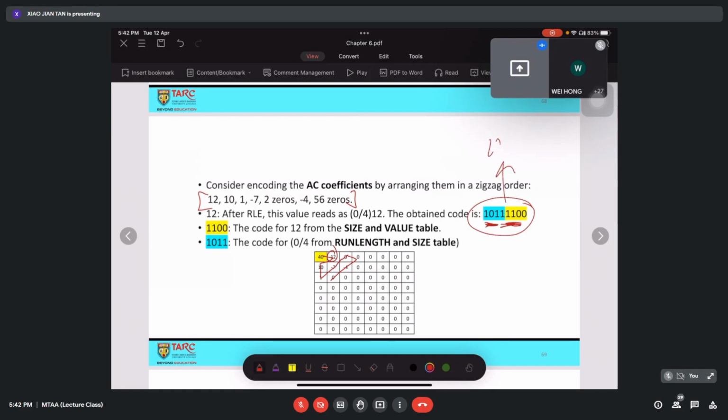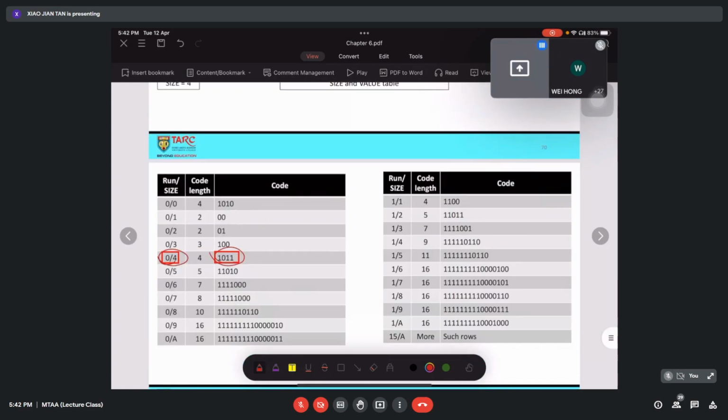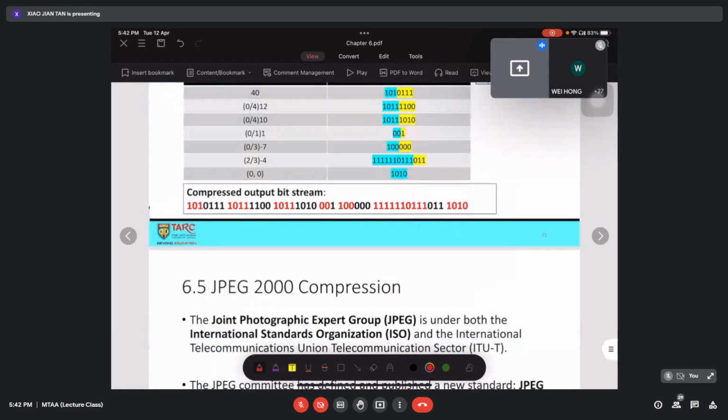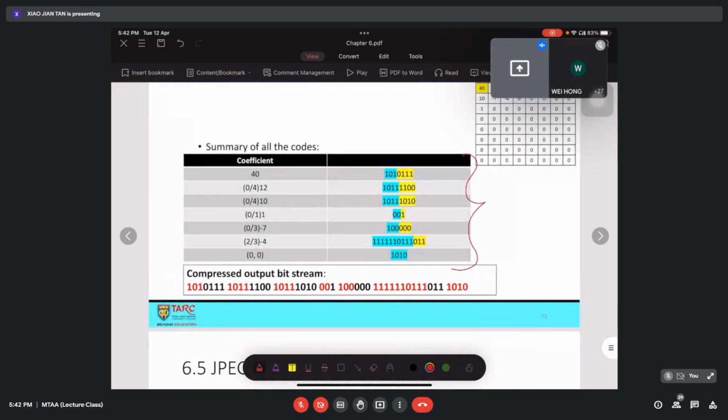This is just for 12. And then you need to repeat this one for the rest. For example, 10, 1, -7, 20, and -4, and so on and so forth. Okay. So after that, you should get something like this one. And you join together to form the full bit.